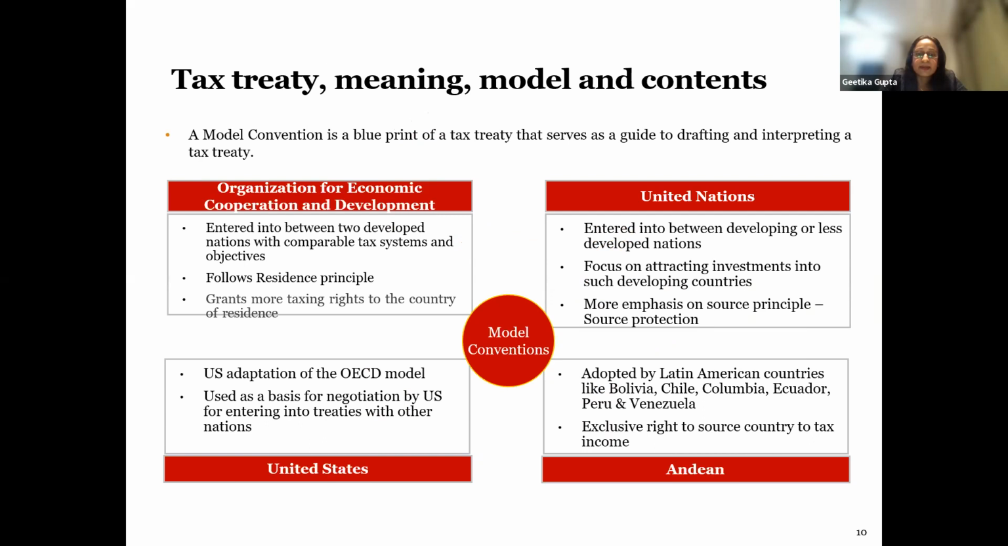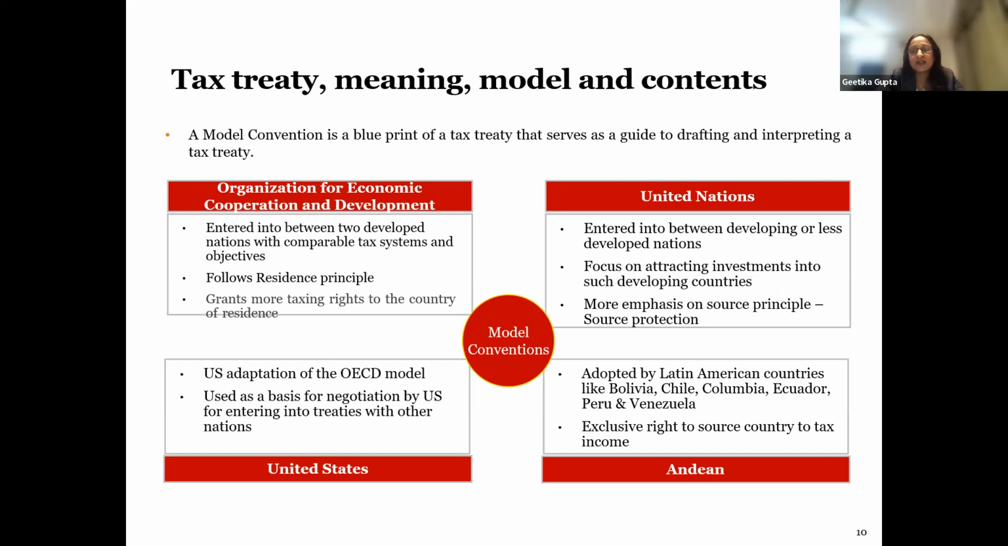With this, we will move on to certain concepts in interpretation of a tax treaty and the model conventions. We often hear the words OECD Model Convention, UN Model Convention, US Model Convention. These are the commonly known. But what is a model convention? It's a blueprint of a tax treaty that serves as a guide to drafting and interpreting a tax treaty.